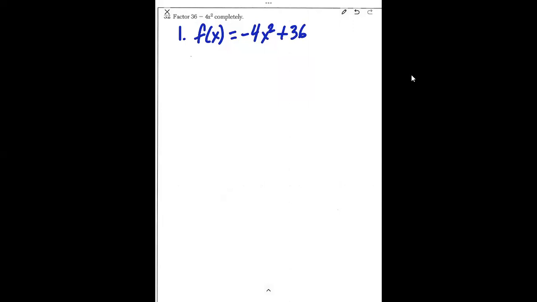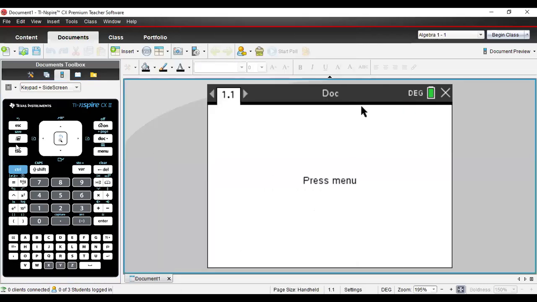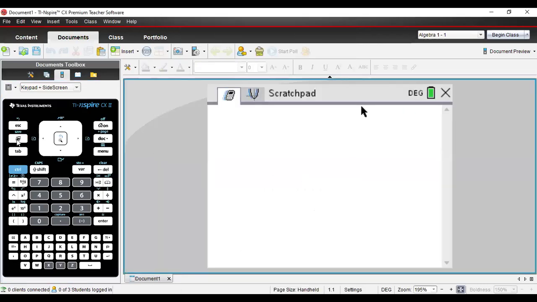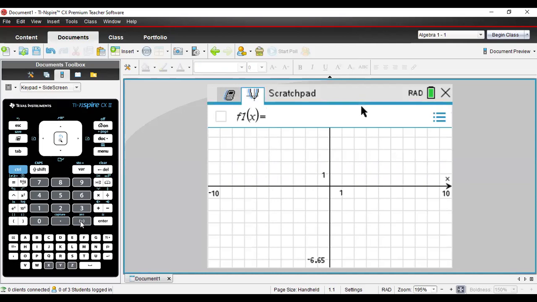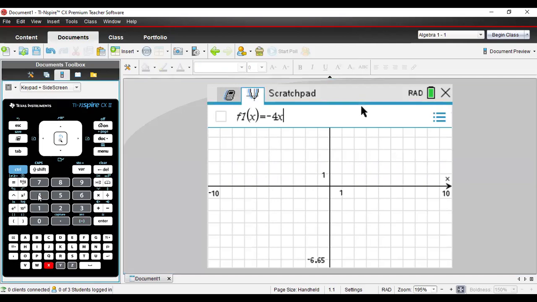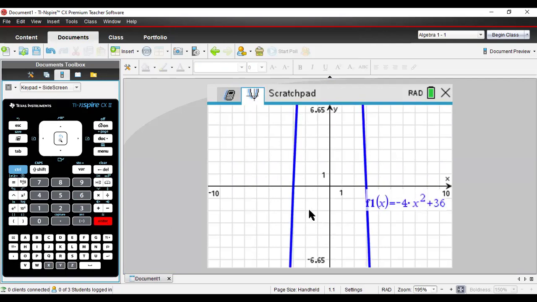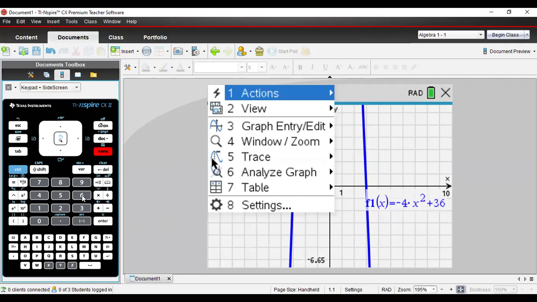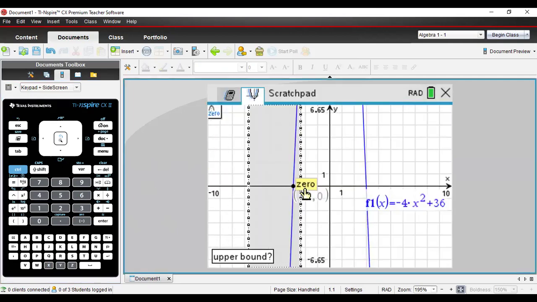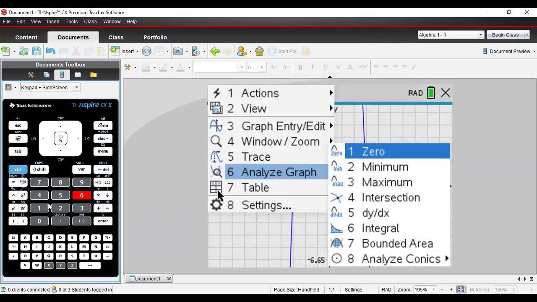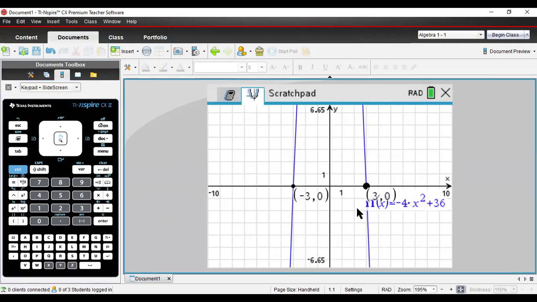So now I need the calculator. So here is my calculator. I'm just going to go to the graph, and I am going to type in -4x squared plus 36, equals, boom. All right, so now what I'm going to do is find the zero. So I'm going to go menu 6, 1. And then I'm going to do menu 6, 1 again to find the other zero. Boom. So my two zeros are x equals -3 and x equals 3.